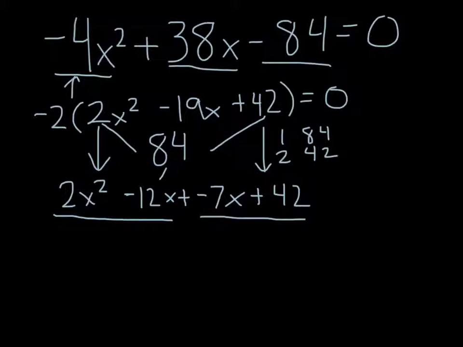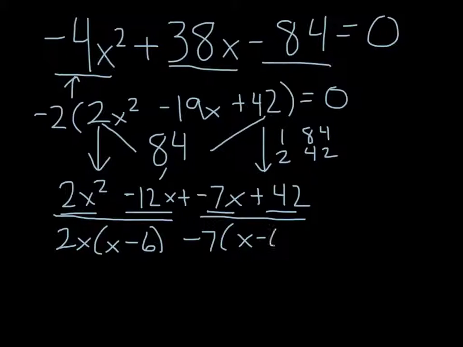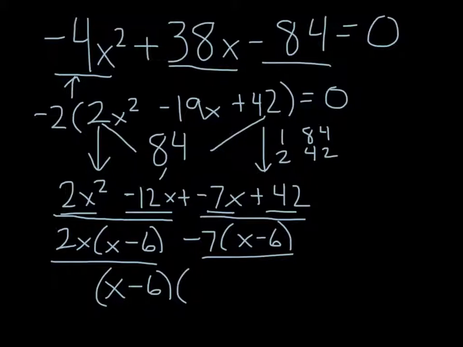So what I have here is I can take out of both these, the first two, a 2 and an x. And when I take out a 2 and an x, I'm left with an x minus 6. Out of the back two, out of the -7x and the plus 42, I can take out a -7. So when I take out a -7, I'm left with an x minus 6. Now I can refactor that and say, well, out of this piece and this piece, I can take out an x minus 6. When I take out an x minus 6, I'm left with, on this side over here, a 2x. On this side over here, I'm left with a minus 7.